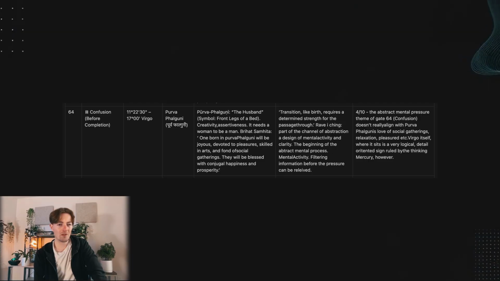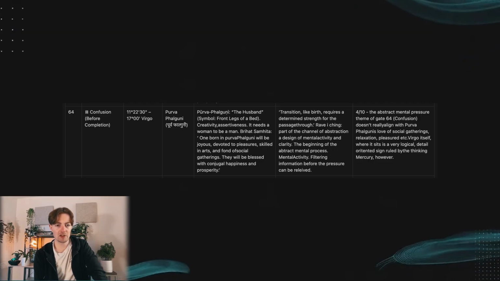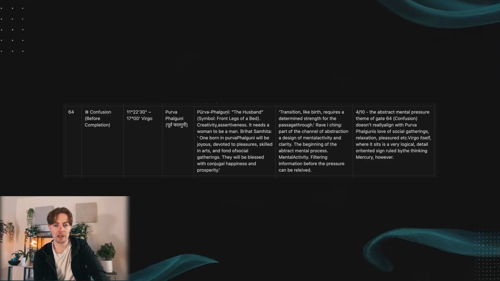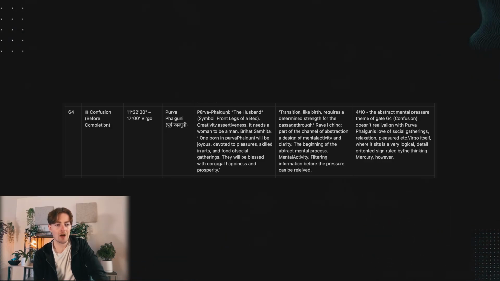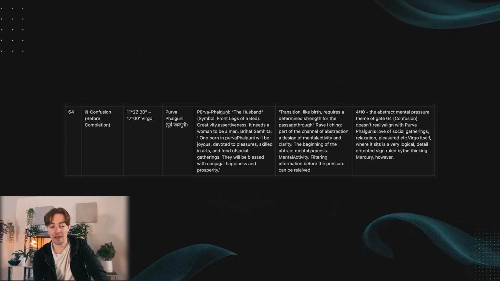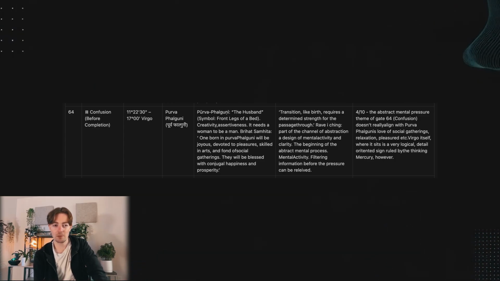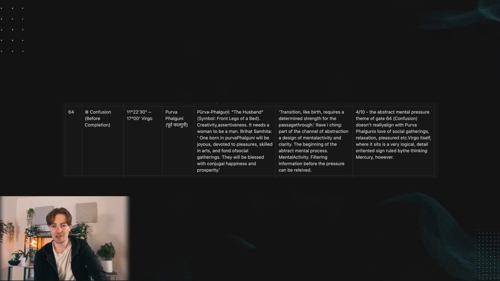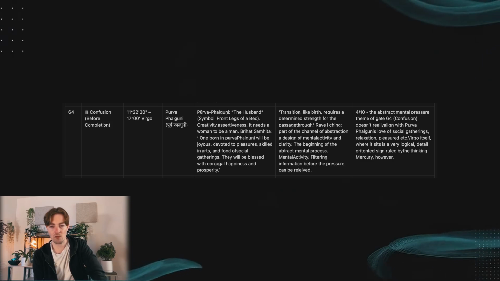Gate 64, the gate of confusion before completion, around 11 to 17 degrees of Virgo. We're in Purva Falguni Nakshatra. So the notes that I have for Gate 64, which is, again, the final of the 64 gates, but it's positioned in this order in the tropical zodiac: transition, like birth, requires a determined strength for the passage through.